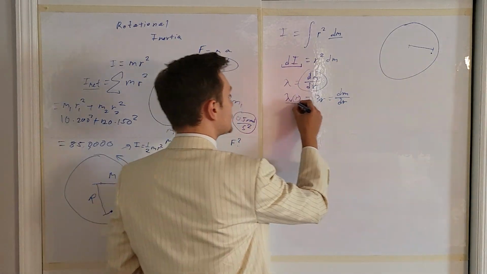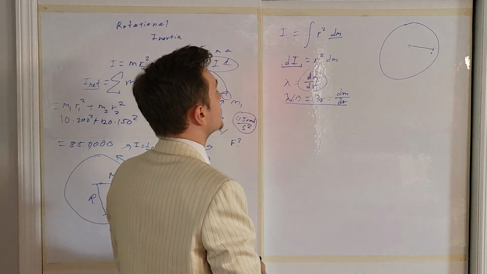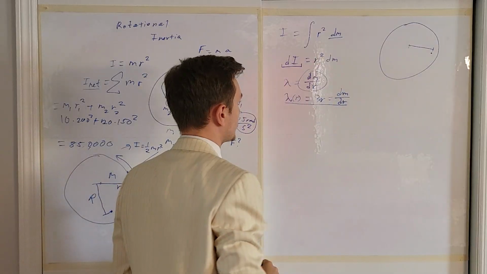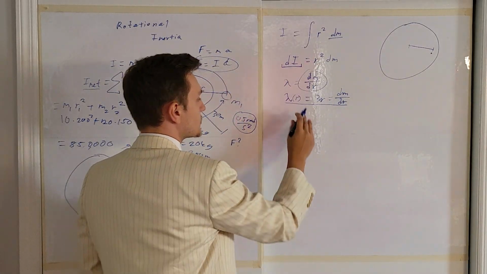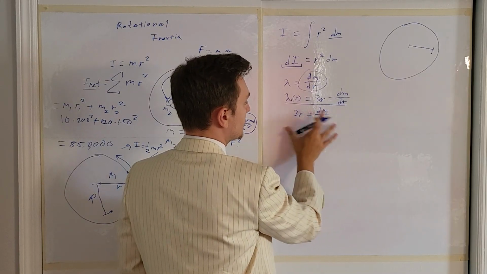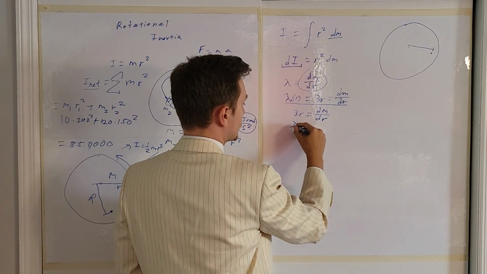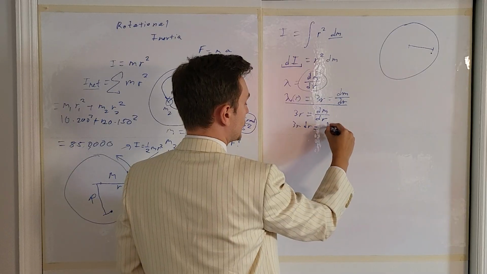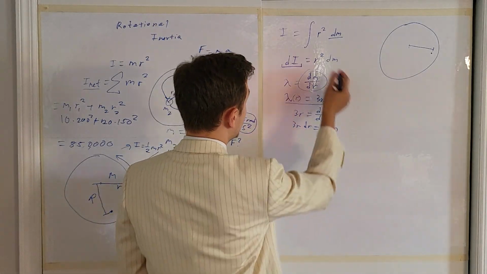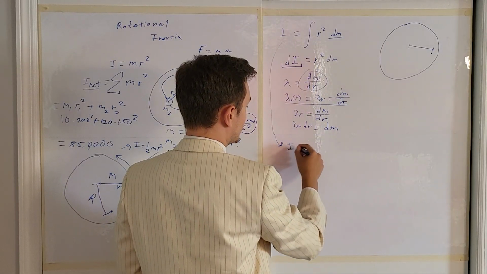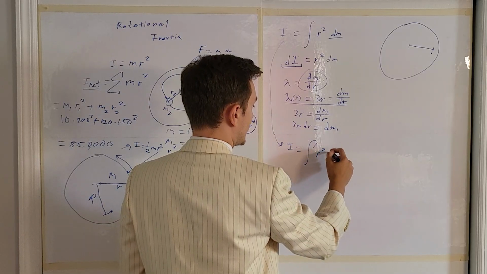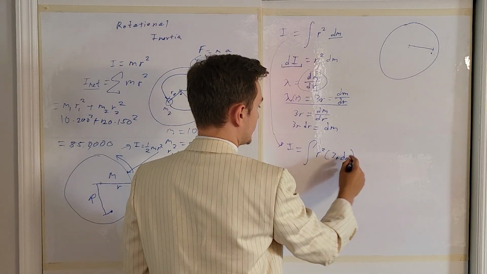So the reason this is useful is this gives me an expression for my mass differential. This gives me an expression for dm, okay? So what I'm going to do is I'm going to write 3r equals dm/dr, and I'm going to multiply both sides by dr. So I'm going to get 3r dr equals dm, my mass differential. Now that I have an expression for dm, I can plug this into my integral and say I equals the integral of r squared times 3r dr, okay?